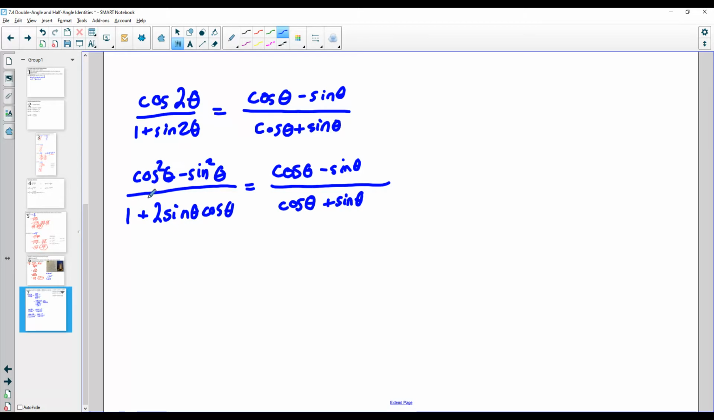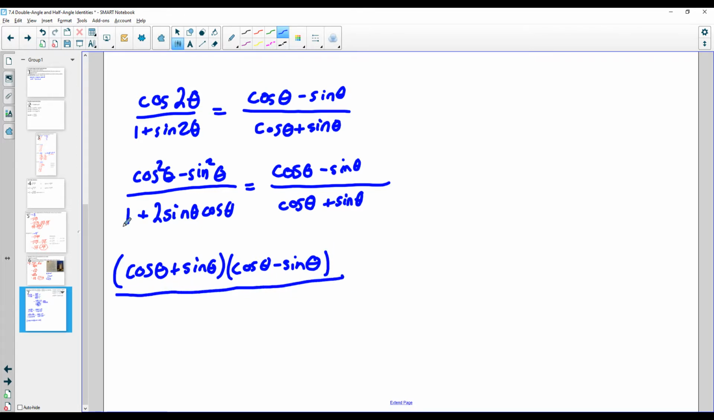I just have such a strong suspicion in the top that I'm going to have to factor it, right? That's the only way I'm going to end up getting a cosine theta minus sine theta is if that cancels. So this is a difference of squares. So the top, I'm going to change to cosine of theta plus sine of theta times cosine of theta minus sine of theta. And that's just from factoring, right? That's a difference of squares. A squared minus b squared equals a plus b, a minus b.